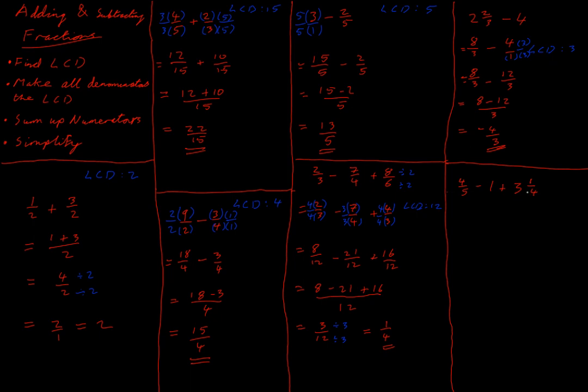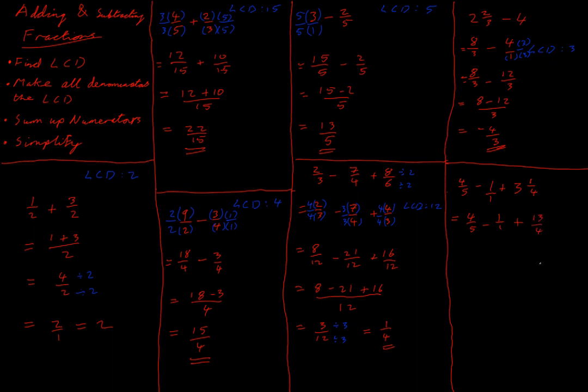Now in our final problem here, we have 2 things we need to do. We recognize that minus 1 is really minus 1 over 1, and we need to turn this mixed number into an improper fraction. So 4/5 minus 1 over 1 plus, how many quarters would there be in 1? There would be 4. So in 3, there would be 3 times as many. There would be 12. So we have 12 quarters plus 1 quarter is 13 quarters.